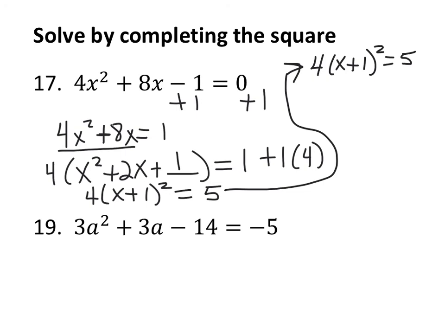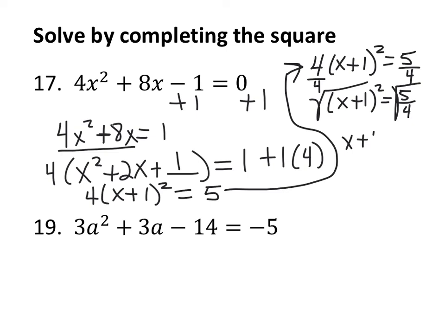Well, I want to isolate the x plus 1 squared part of my equation, and so I'm going to divide both sides by 4. So that leaves me with x plus 1, the quantity squared, equals 5/4. Now I need to take the square root of both sides. So I'm going to take the square root of both sides, and I end up with x plus 1 equals plus or minus root 5 over 2. Because the square root of 4 is 2. All right, so last step is to subtract 1. So x equals negative 1 plus or minus root 5 over 2. And that's it.